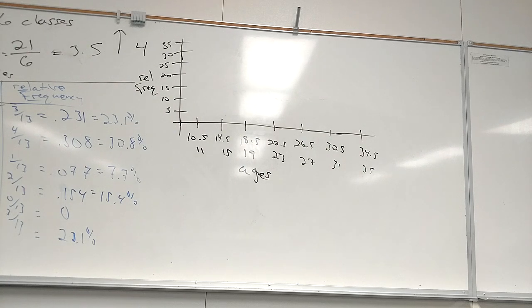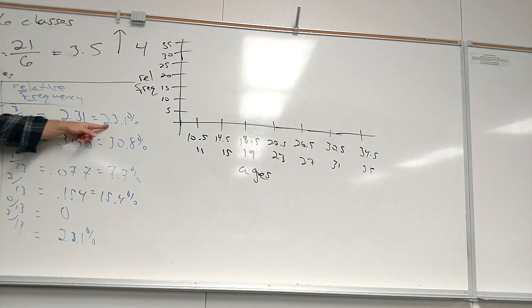Well, you know, this isn't difficult. It's just different than stuff you've done before. How tall would I make that first bar? So what's the first bar? What class is it going to be? From 10.5 to 14.5. And how tall does it have to be? About 23.